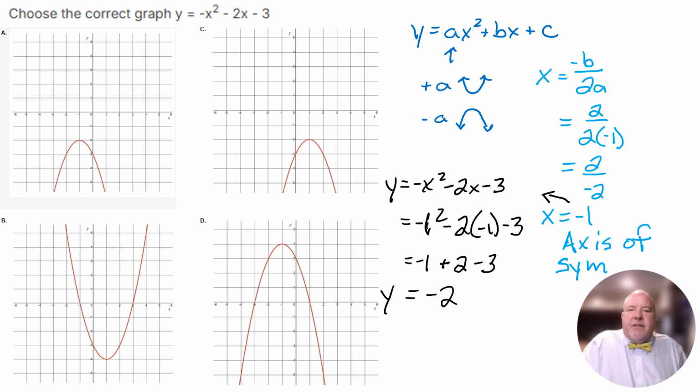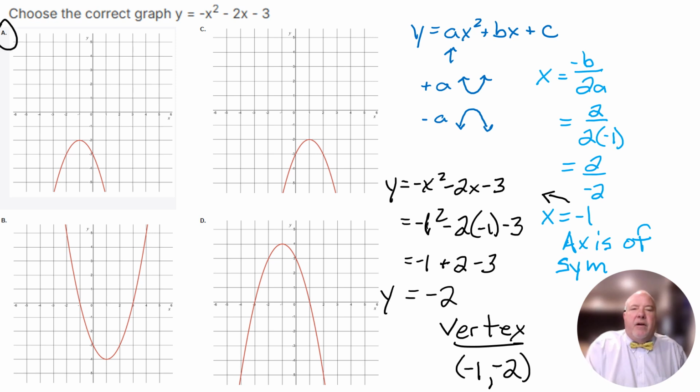And so my vertex is at, the x value is negative 1. That was our axis of symmetry. And then the y value is negative 2. So negative 1, negative 2. So that means that A is going to be our answer. Now, there's a lot of information here. So I would really encourage you to go back and watch this again. If you had questions, there's a lot of stuff here.